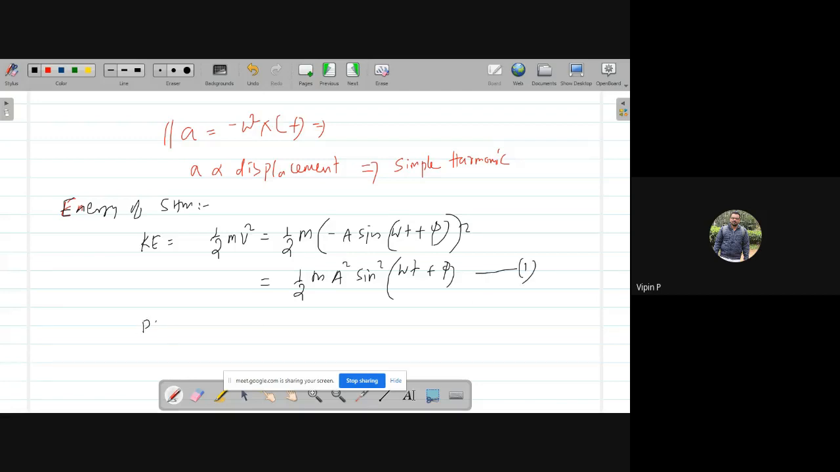And potential energy is given by the formula half kx squared. I won't derive these equations. You can find it in the NCERT textbook or any basic physics textbook, something like H.C. Verma or Halliday, Resnick and Walker. I strongly suggest you read H.C. Verma or Halliday, Resnick and Walker for a good grasp of the theory part of it. Half kx square is half k a square cos square omega t plus phi. Right? So we got the expression for the kinetic and potential energy.